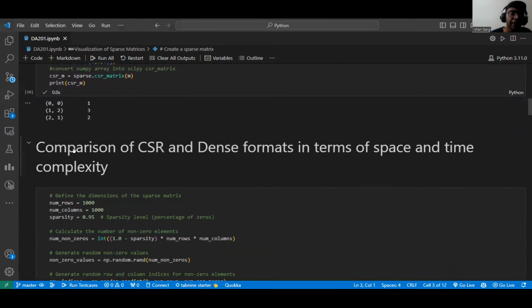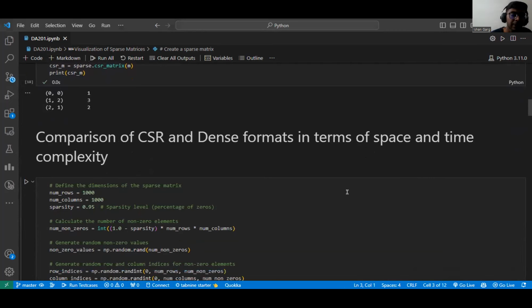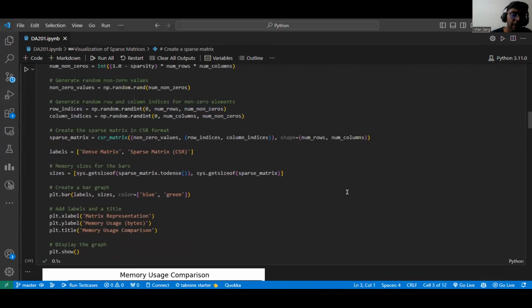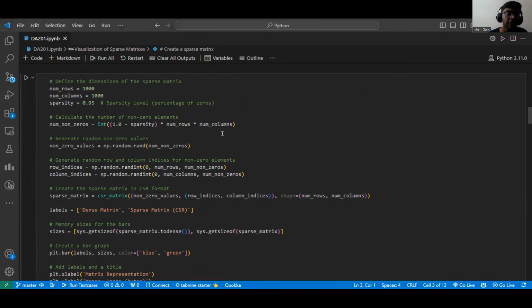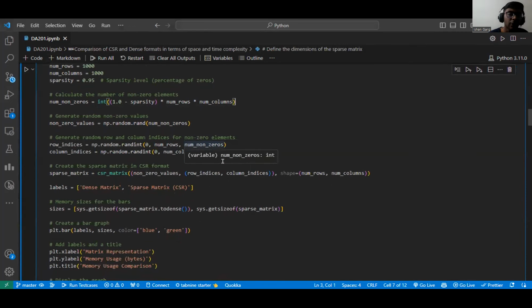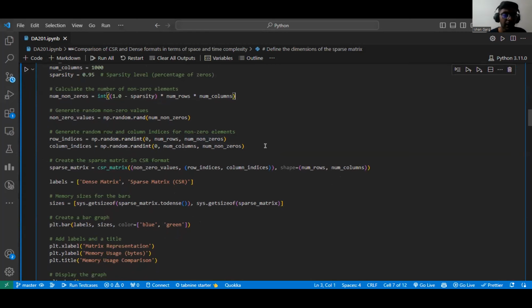Now, we are comparing CSR and dense formats in terms of space and time complexity. So this is the memory usage comparison. Here we are defining a matrix of 1,000 cross 1,000 with sparsity 95%. The number of non-zero values we can get through this code. And now we are randomizing our row indices as well as column indices in the matrix where our non-null values or data values will be present.